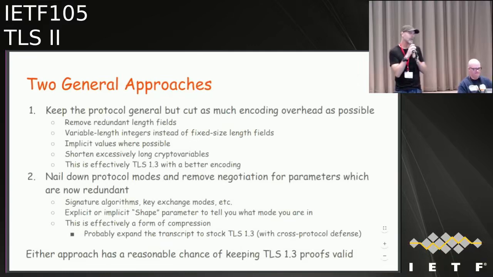So as I say, you would probably want to take the transcript and re-expand it back into the full TLS transcript. So basically you have TLS 1.3 for all the key schedule, et cetera. This also has the advantage that all the things that you were compressing down get rematerialized back into the transcript, so you know the negotiation is correct. This may or may not require some kind of cross-protocol defense to avoid having CTLS talk to TLS 1.3. You can think of that as a feature or a bug depending on your perspective, so you may or may not want that. Either approach has a reasonable chance of keeping the existing proofs valid, which is the main thing we're trying to do.